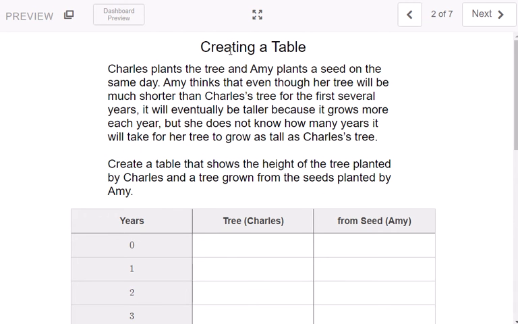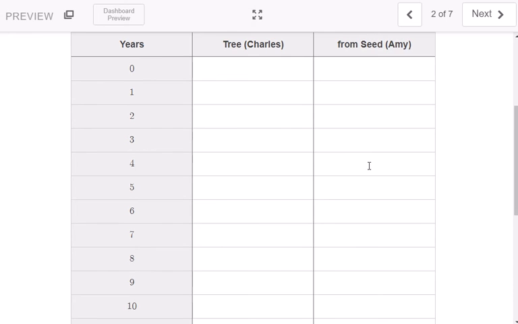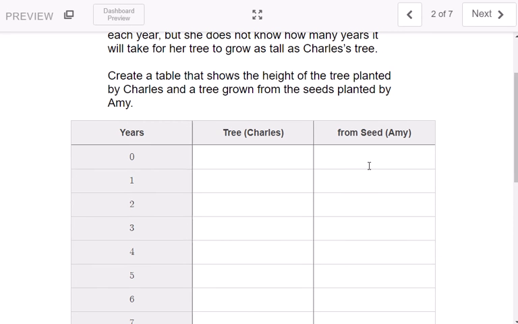On the next screen, it says creating a table. Charles plants the tree and Amy plants a seed on the same day. Amy thinks that even though her tree will be much shorter than Charles' tree for the first several years, it will eventually be taller because it grows more each year. But she does not know how many years it will take for the tree to grow as tall as Charles' tree. Create a table that shows the height of the tree planted by Charles and a tree grown from the seeds planted by Amy. So one of them is just the tree that Charles plants, and for the seeds that she plants, we're going to track the height of that tree, given the information on the previous screen.